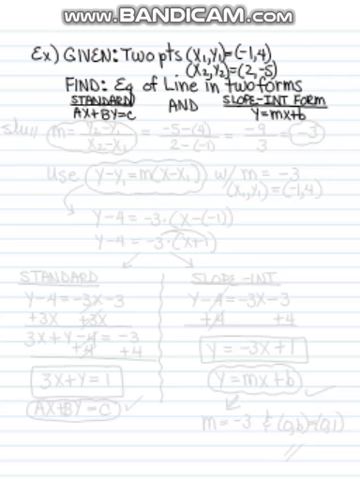Here we're given 2 points. X sub 1, y sub 1 equals negative 1, 4. X sub 2, y sub 2 equals 2, negative 5. We're asked to find the equation of the line and write our answer in two forms. In standard form, ax plus by equals c, and also in slope-intercept form, y equals mx plus b.